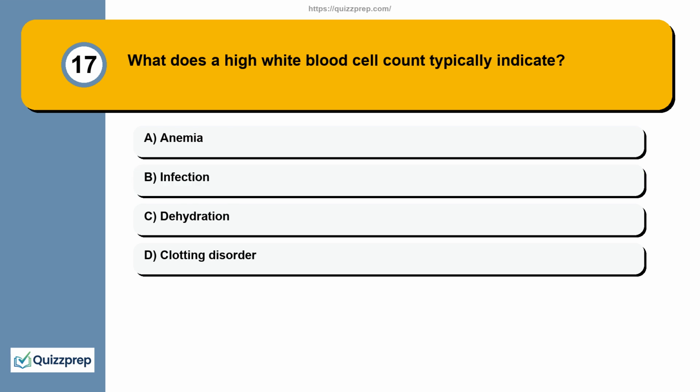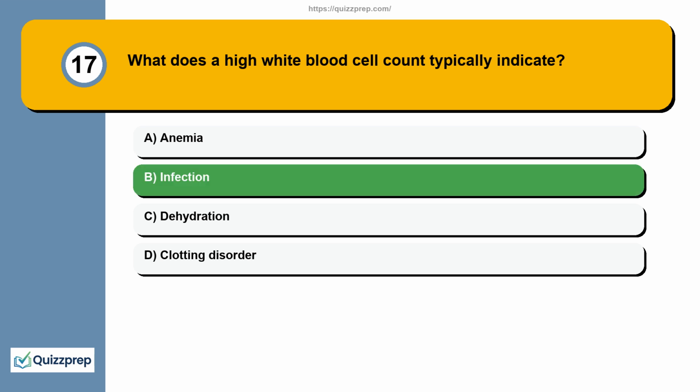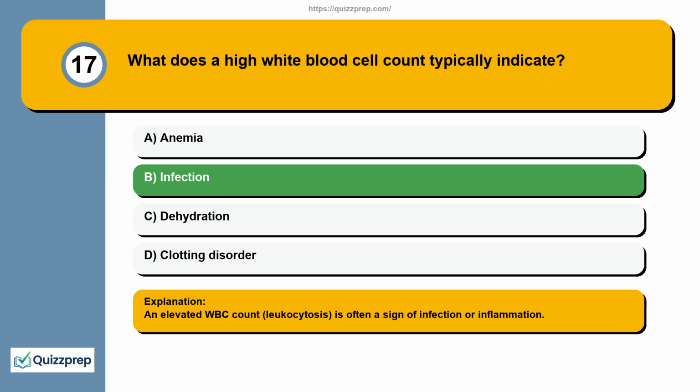Question 17. What does a high white blood cell count typically indicate? Here are your options. Option A, anemia. Option B, infection. Option C, dehydration. Option D, clotting disorder. The correct answer is option B, infection. Explanation: an elevated WBC count, leukocytosis, is often a sign of infection or inflammation.